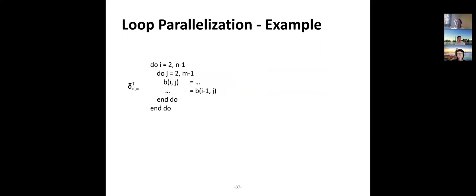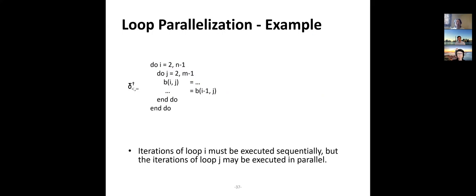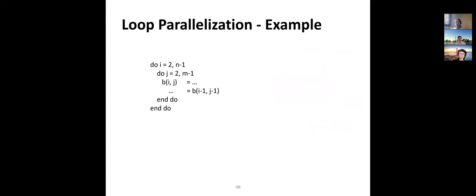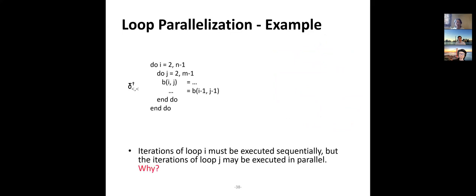Okay, so there's another example here. Here, iterations of loop I must be executed sequentially, but the iterations of loop J might be executed in parallel. So this is an example of a loop where the inner parallelism is fine, but the outer parallelism is not, right? Okay, so this just shows you how those different loops can be executed and how they merge afterwards. And here's an example where everything must be executed sequentially, right?